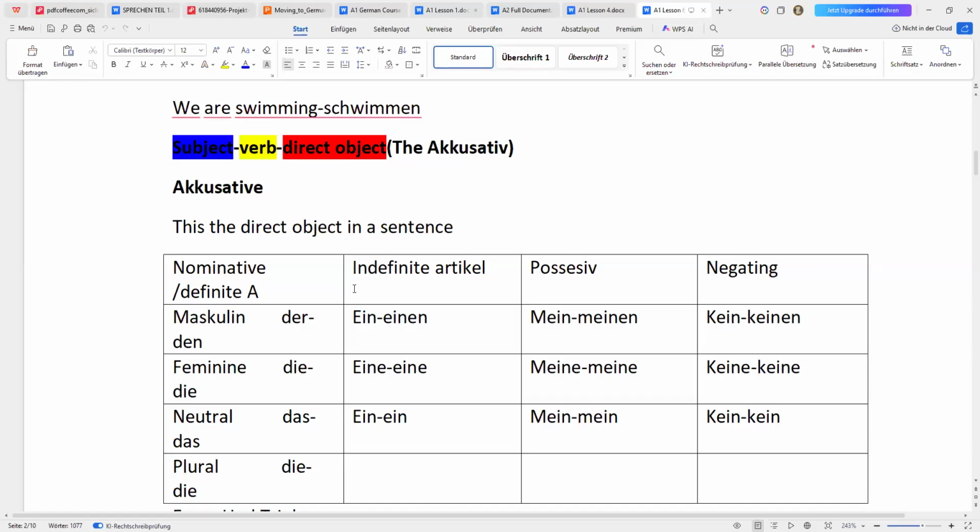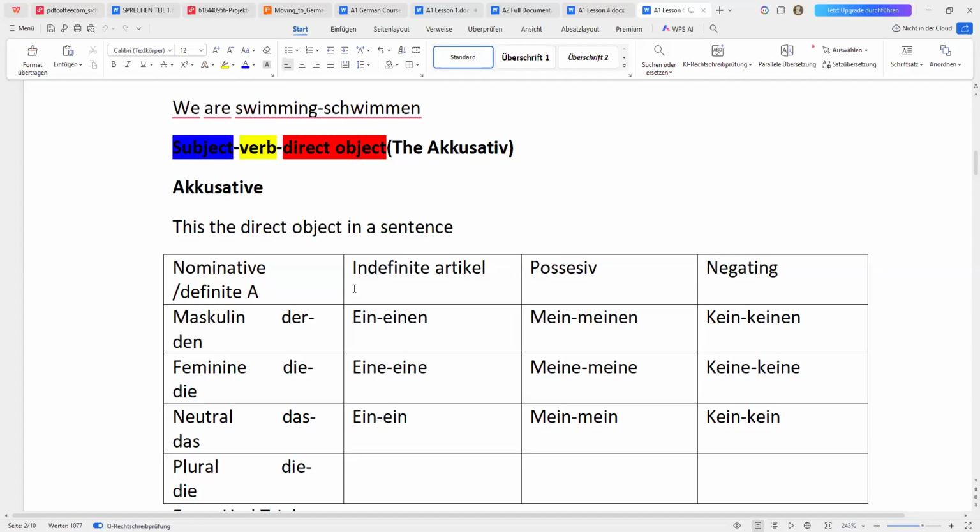So always you want to use articles. You won't always be penalized when you don't use articles, but there are cases where articles are very important. So when it is a or an, it is ein, or it is einen in accusative. Meinen is for the possessive. That one I hope you know. And keinen is for the negating.